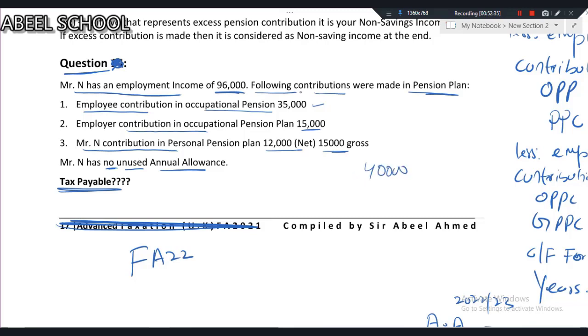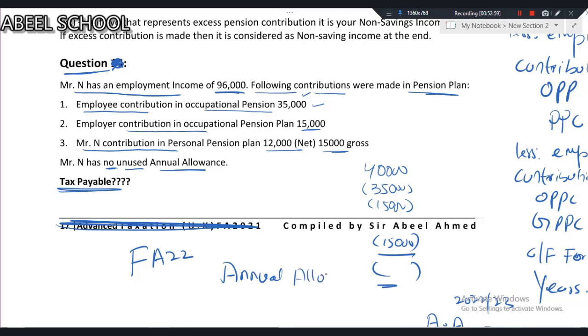This limit is consumed by the employee contribution in the occupational pension scheme, which is 35. Employer has also contributed 15. And the employee has also contributed the gross PPC 15. So it means there is a negative amount. This negative amount is representing annual allowance charge. Let me check what is the amount of annual allowance charge.